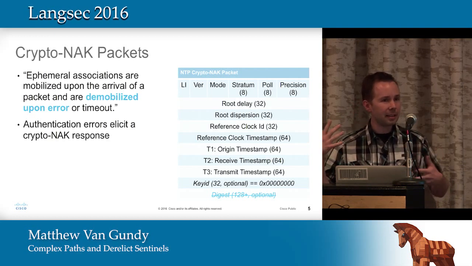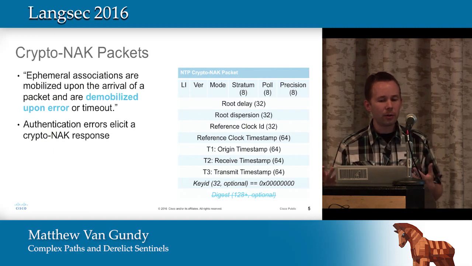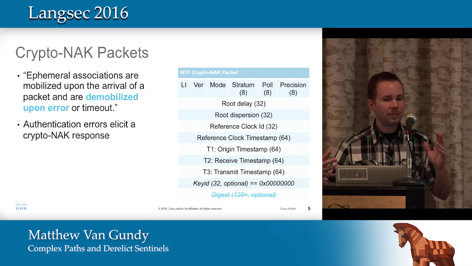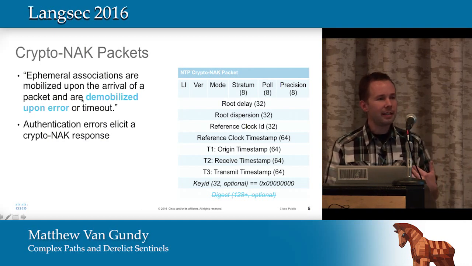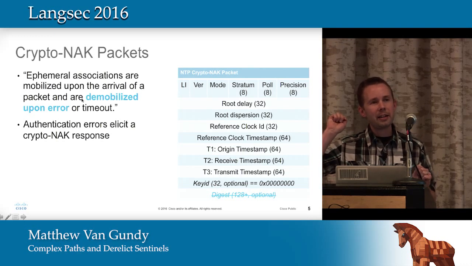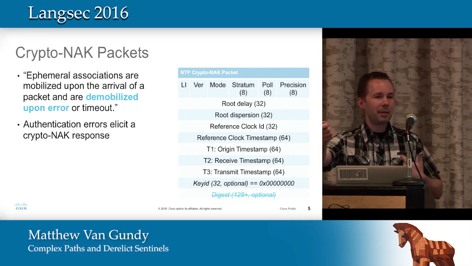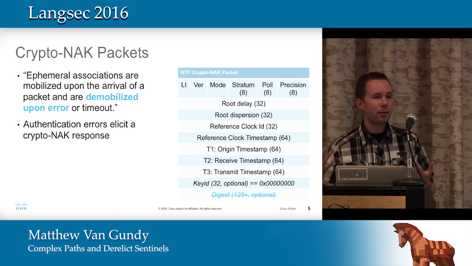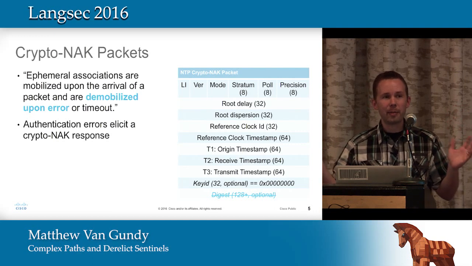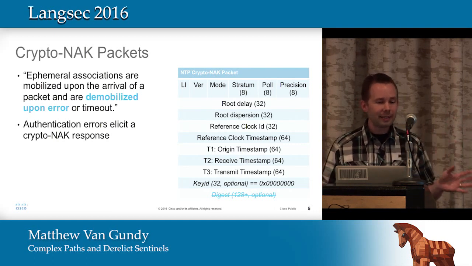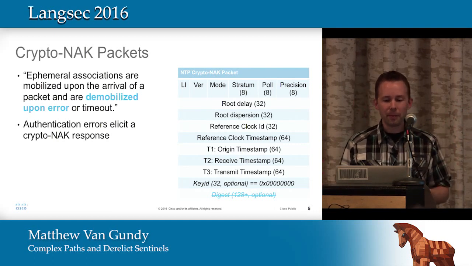But we might ask at the protocol level, how does it know when the remote side, so not explicitly stated in this quote, is that when there's an authentication error on the remote side and I've set up an ephemeral association, I demobilize that association. Well, how do I know? The remote side sends a crypto NAC. It says, hey, I failed to authenticate your packet for some reason. Please do whatever you need to do.